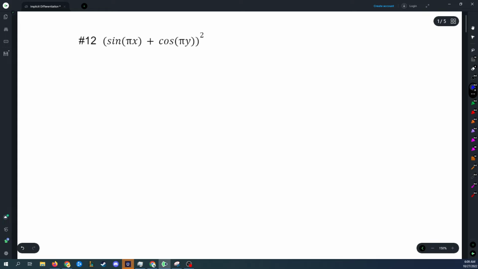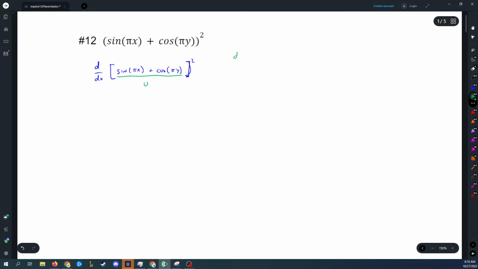It's now after 6. Anyway, what we want to do is take d/dx of this stuff: sine pi x plus cosine pi y, and we want to square that. I'm putting the brackets here because it's a little easier to see. Remember that this is an inside, so we're using the chain rule here. I'm going to call this u.